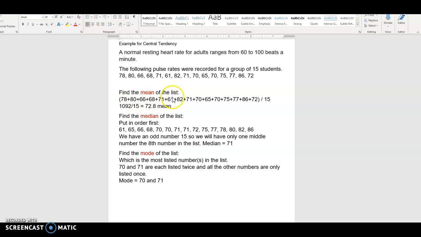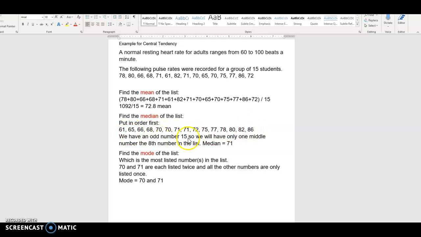So all I had to do was add them all up and divide by 15, which is the number of students I had. Once I did that, and I checked my math, I get 72.8 as my mean for this list. Now to find the median of the list, the first thing I had to do was, since these numbers are not in numerical order, put them in order first. So once I did that, you will see my list here.